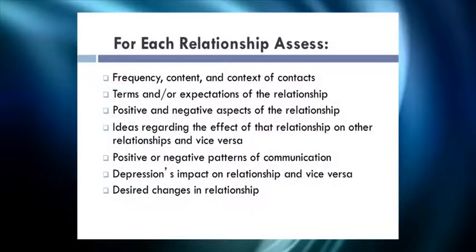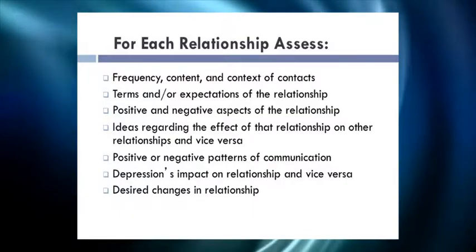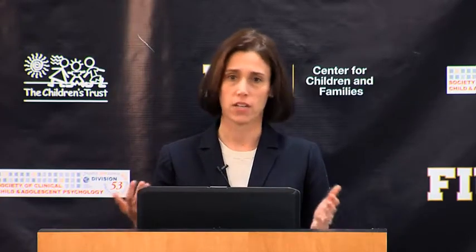Any ideas that they have regarding the impact of that relationship on other relationships and vice versa? So for example, in the brief role play that we saw so far with Tara, it's clear that Dad's relationship with his girlfriend and the girlfriend's expectations for how Tara should behave is impacting her relationship with her dad. So that would be an example of that. Other examples would be with peers, when one doesn't like the other person, and so there's sort of a triangle of relationships. And so it's important to pay attention to that as well.